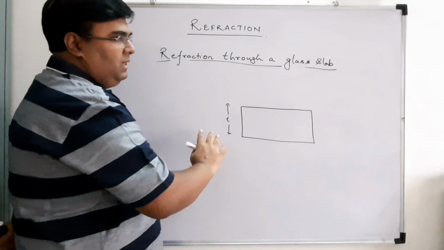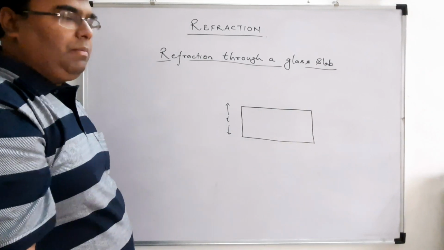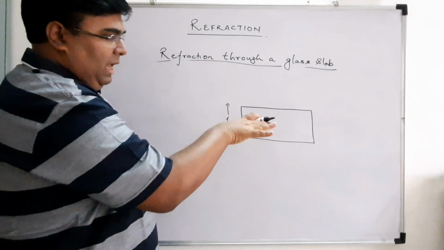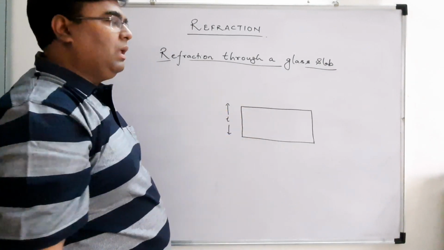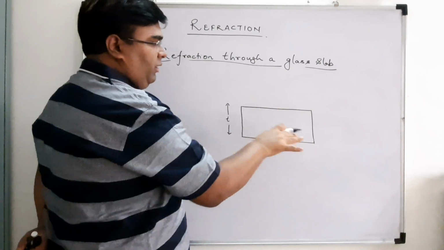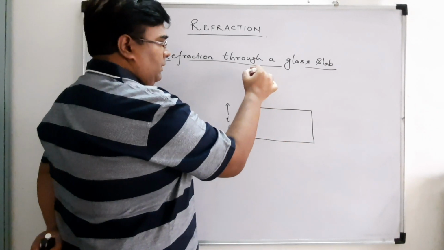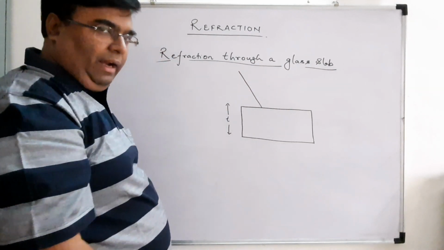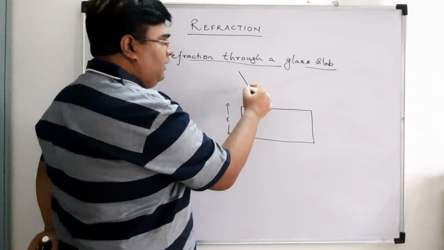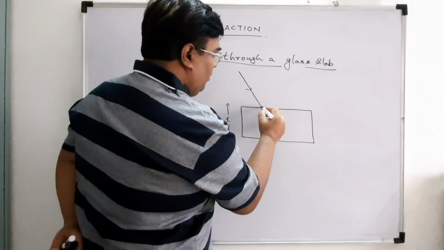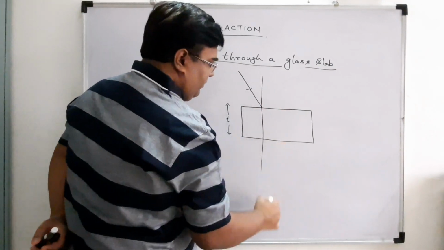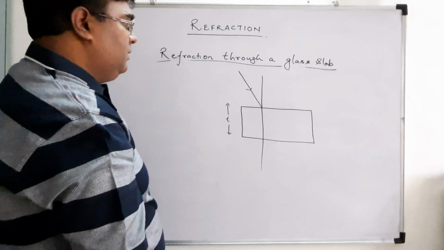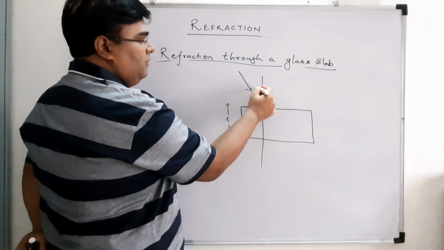Suppose I have taken this transparent glass slab. The slab is of thickness T. The slab has been put on some table, or on a transparent glass table. Now suppose an incident ray strikes the slab at an angle I. Let's draw a normal here. This normal will be perpendicular to the slab surface. So this angle is I.